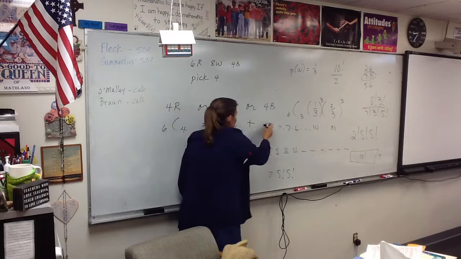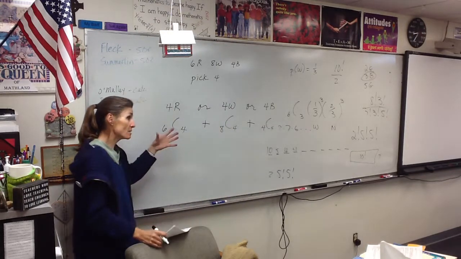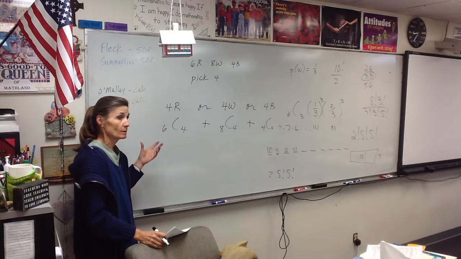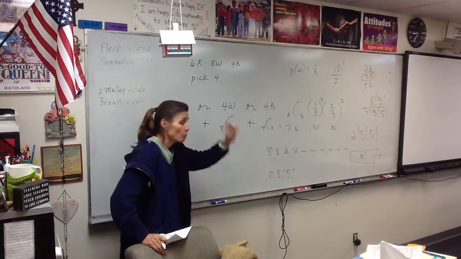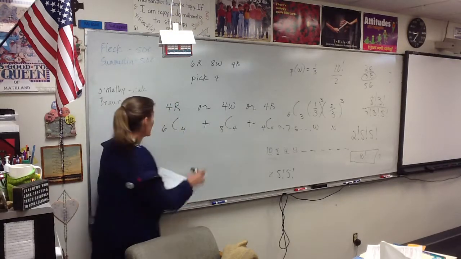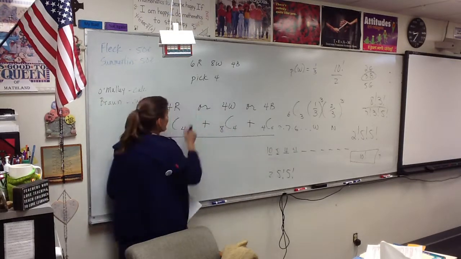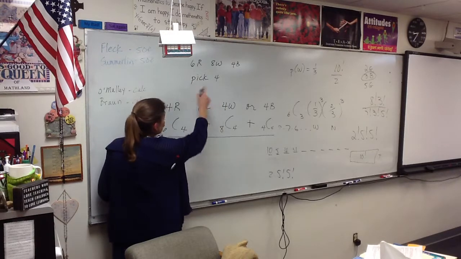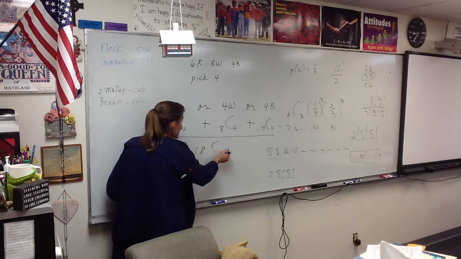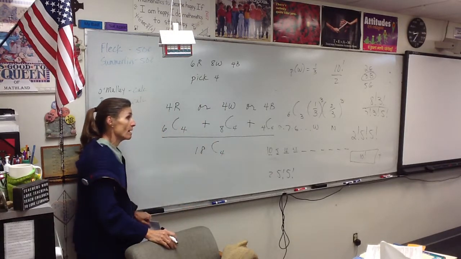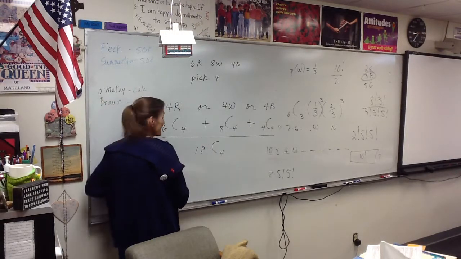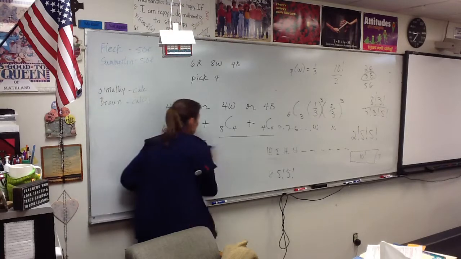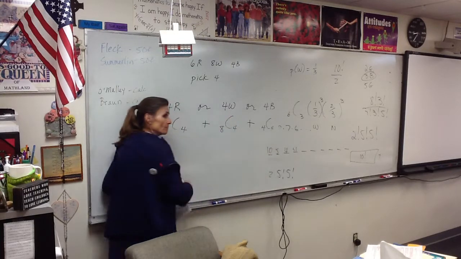What would this look like? 4C4. Do you understand why I'm adding those numbers up? Now, one more time. If I said, what's the probability of this happening, you would take this and divide it by the total, which is 18 taken 4 at a time. That would be the probability. That is not the answer to this question, but it could be a probability question.